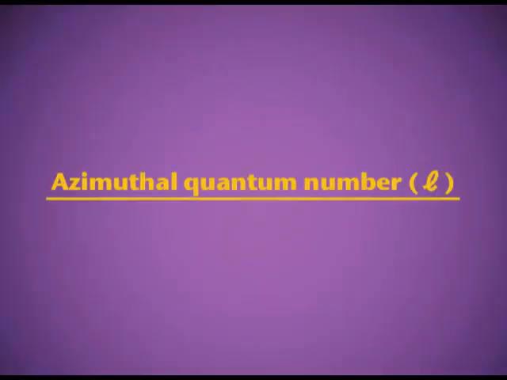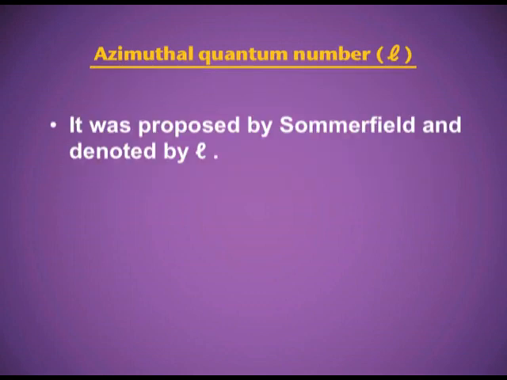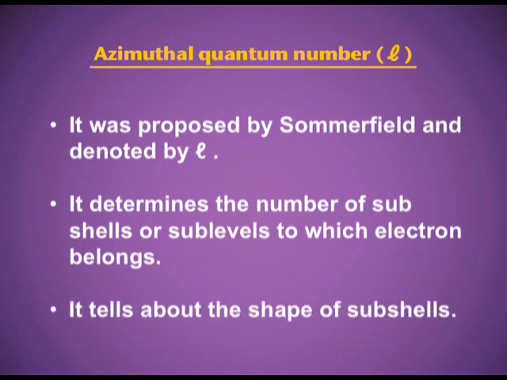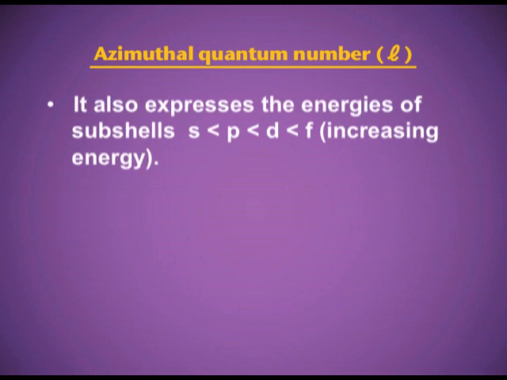Second quantum number, that is azimuthal quantum number, represented by small l. It was proposed by Sommerfeld. It determines the number of the subshells or the sublevels to which the electron belongs. It tells about the shape of the subshells. It also expresses the energy of the subshells.